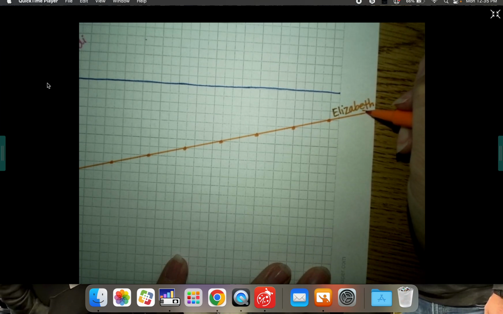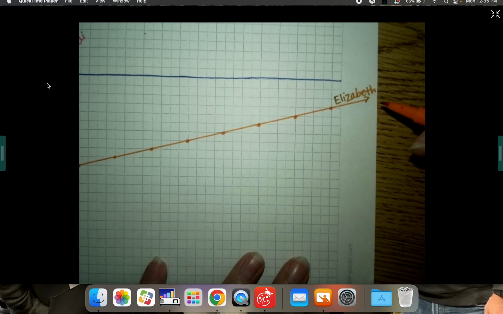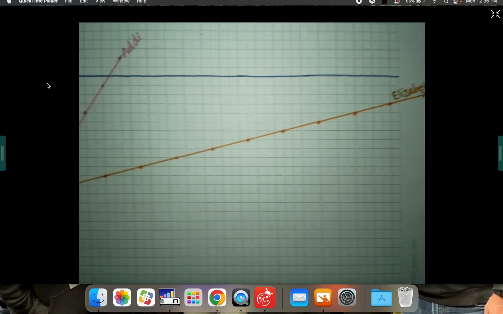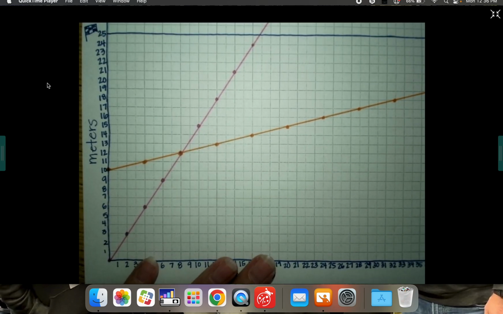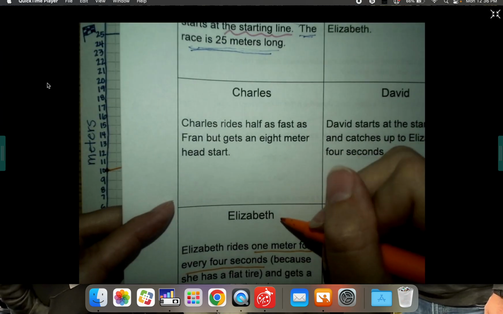I'm going to put an arrow on the end of my line actually, because that's going to show that she's still going. She's still working on getting to the finish line. I just ran out of room to show where she crossed it. Okay. I'm going to keep going. If I'm going too fast, you can totally push pause or come back to this. That was Elizabeth. So we've got Elizabeth's and Addie's.